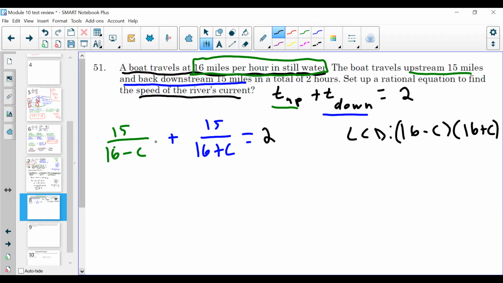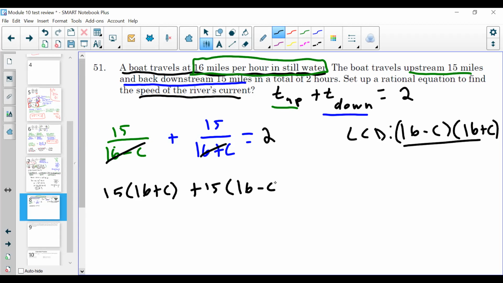I'm going to multiply all these out with that LCD. So you multiply your LCD with 15 over 16 minus c. The 16 minus c cancels, and I have 15 times 16 plus c. When I multiply the blue part with the LCD, the 16 plus c's cancel out, and I'm left with the numerator of 15 times 16 minus c. And that equals 2 times my LCD of 16 minus c, 16 plus c.